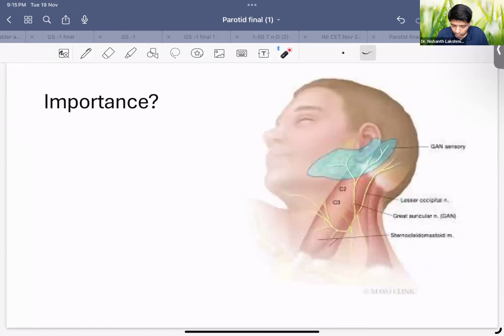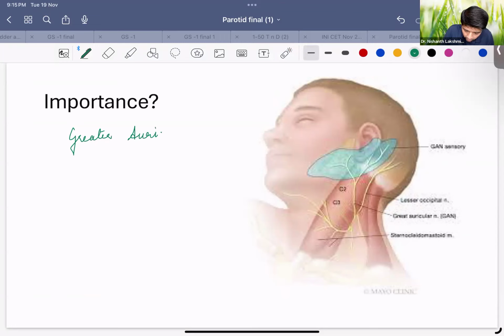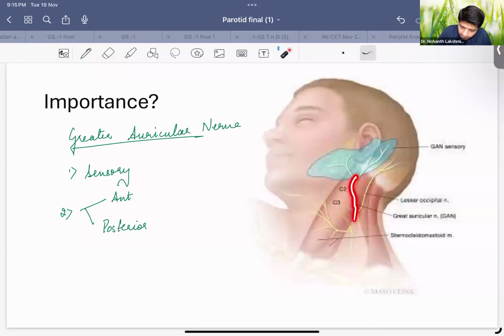Okay. Now, there is another important nerve that we are concerned about, and that is the greater auricular nerve. There are two things that you need to know about it. First and foremost, it is a sensory nerve. Second, it has two branches, one anterior, one posterior. You can see here, this is the greater auricular nerve. It arises from C2 and C3. You have a posterior one which runs behind the ear and the anterior one which runs in front.